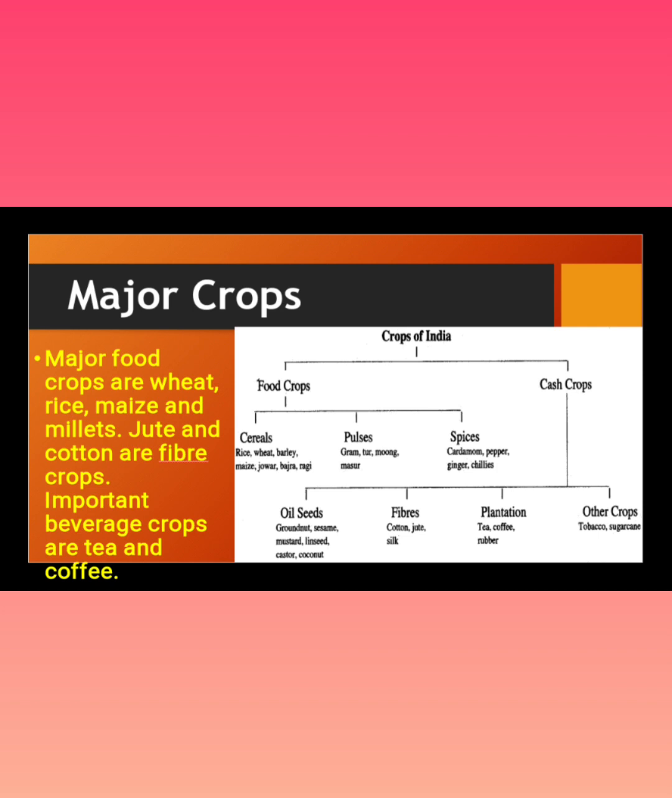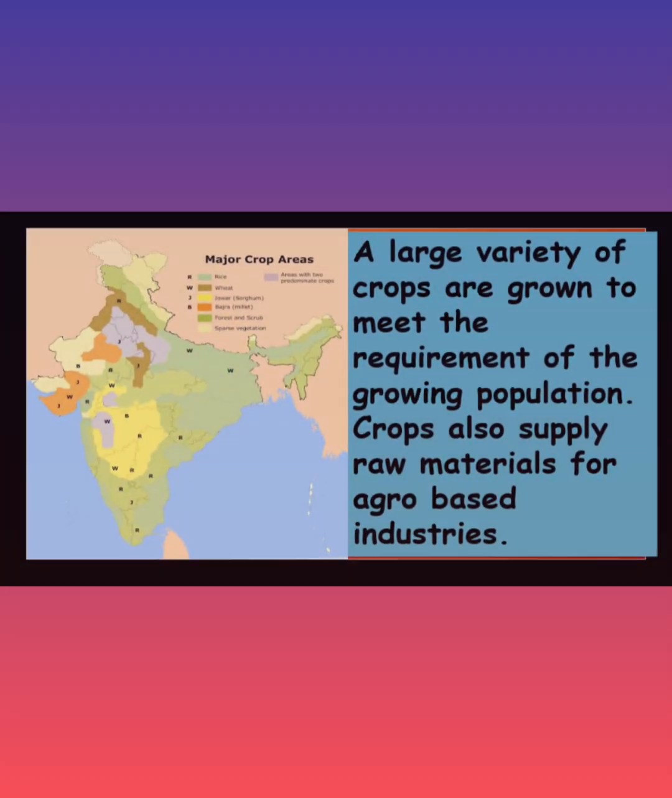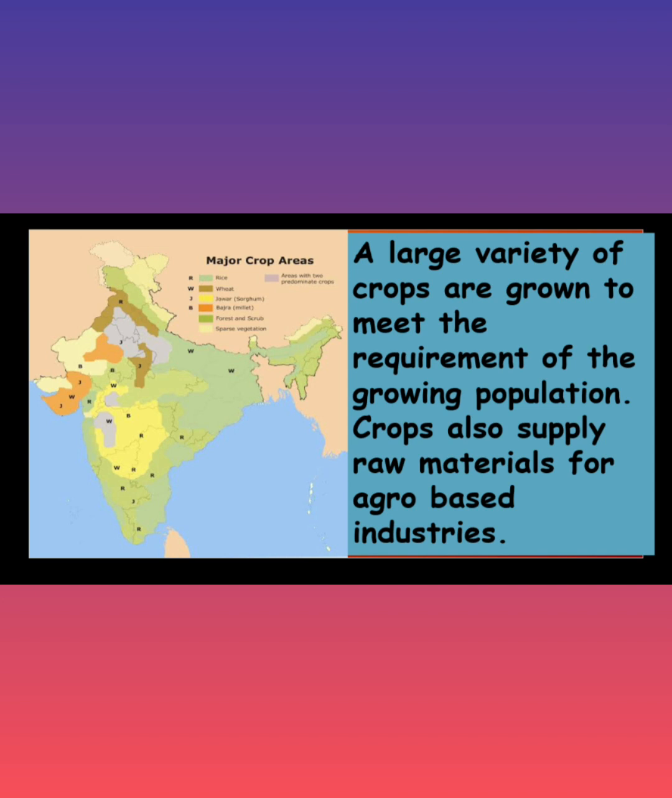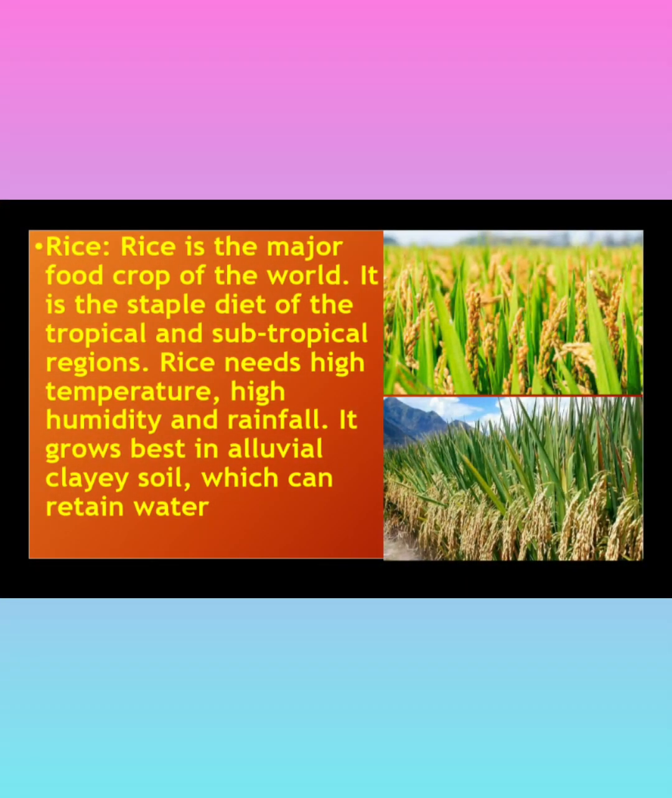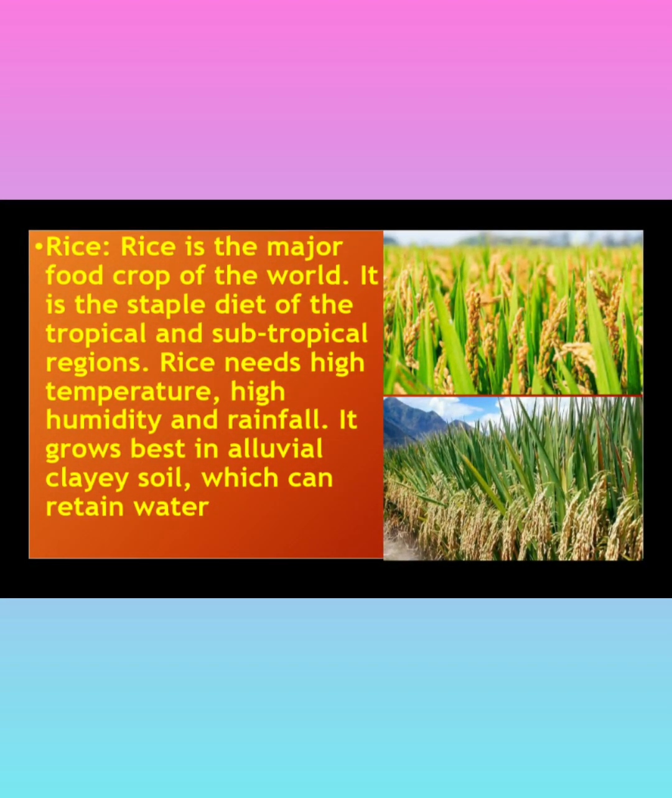A large variety of crops is grown to meet the requirement of the growing population. Crops also supply raw material for agro-based industries. Rice. Rice is the major food crop of the world. It is the staple diet of the tropical and subtropical regions. It needs high temperature, high humidity, and high rainfall. China leads in the production of rice, followed by India, Japan, Sri Lanka, and Egypt.